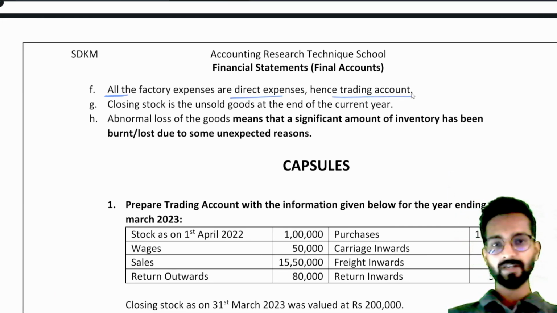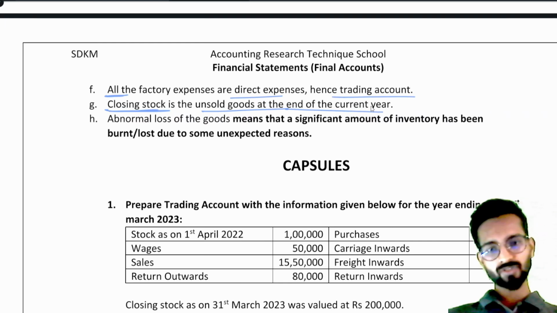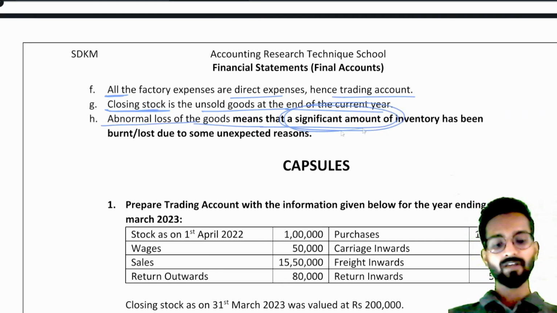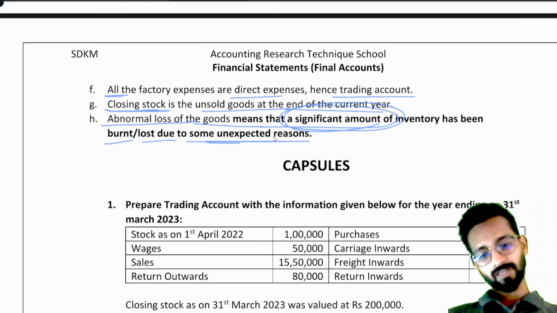Hence, in trading account, closing stock is the unsold goods at the end of the year. Obviously, whatever goods we are not able to sell, that is our closing stock. Abnormal loss of goods means that a significant amount of inventory has been burnt or lost due to some unexpected reason. So if there is an abnormal loss, it goes on the credit side of the trading account.